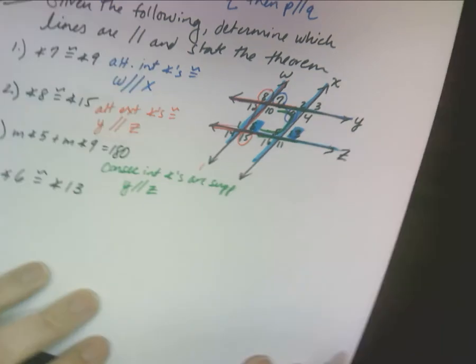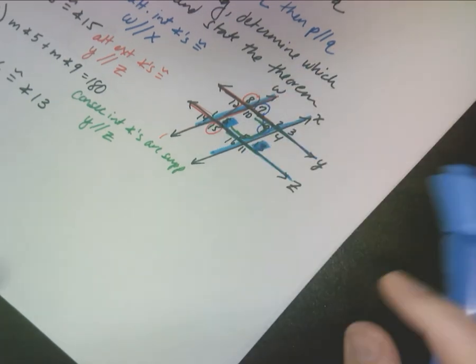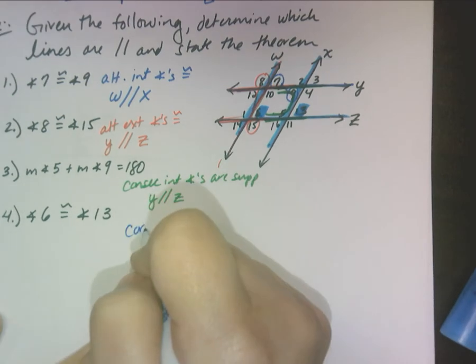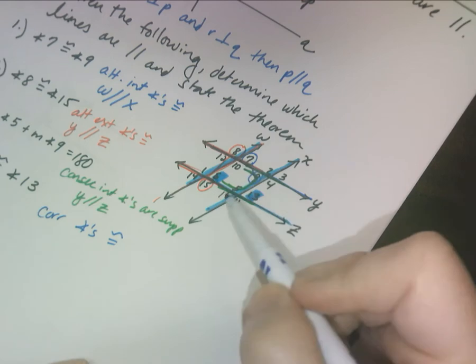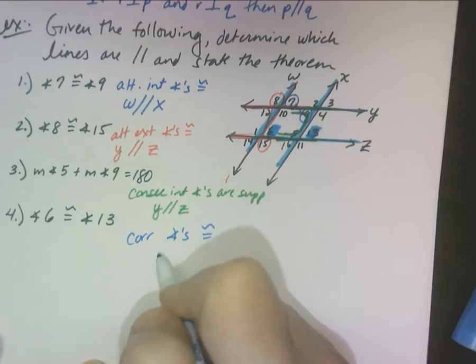So theirs would be the F. See that F right there? So they are corresponding angles, which are congruent. And what are the lines that are being parallel to? That would be W and X.